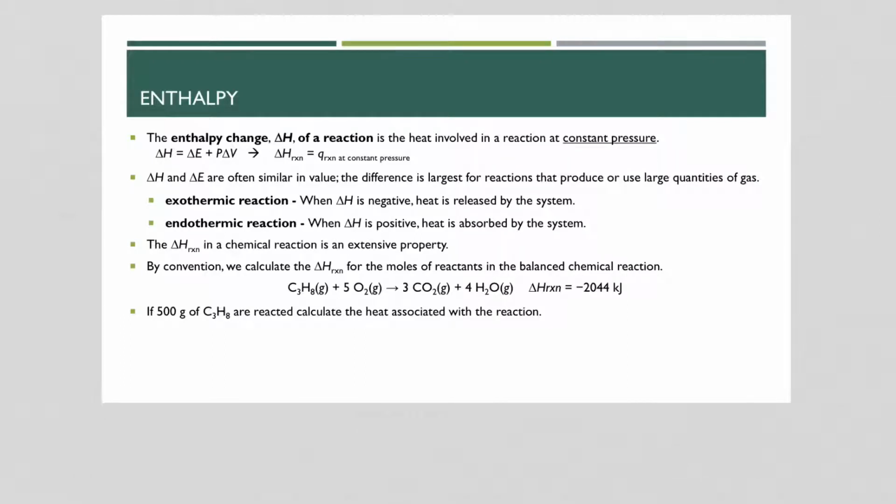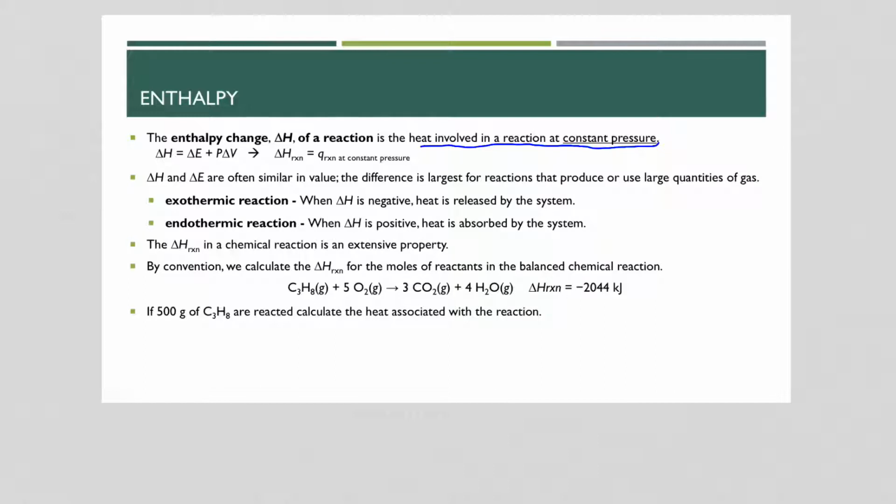Welcome back, class. So today I want to continue on with our discussion of Chapter 7 and introduce a concept known as enthalpy. So enthalpy is a thermodynamic concept that is really the heat, or Q, of a reaction that is held at constant pressure. So the constant pressure here is the key.